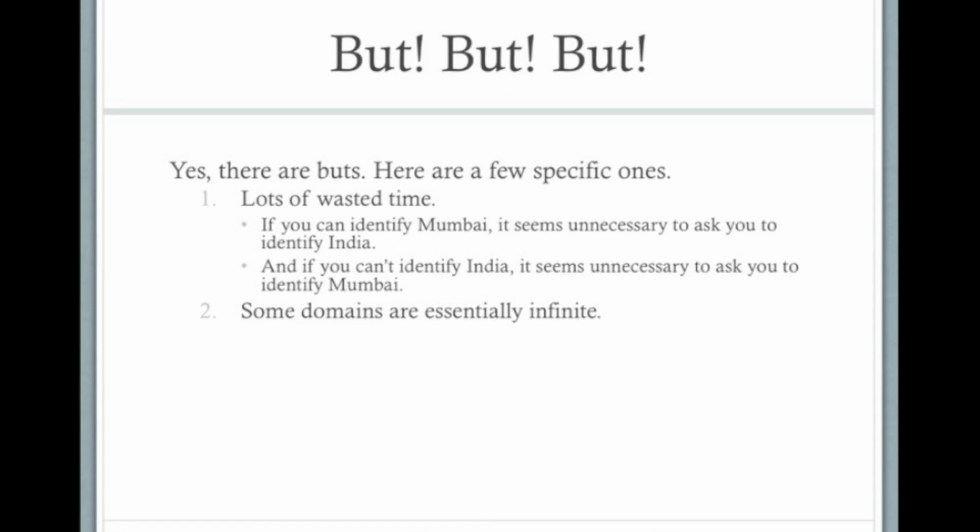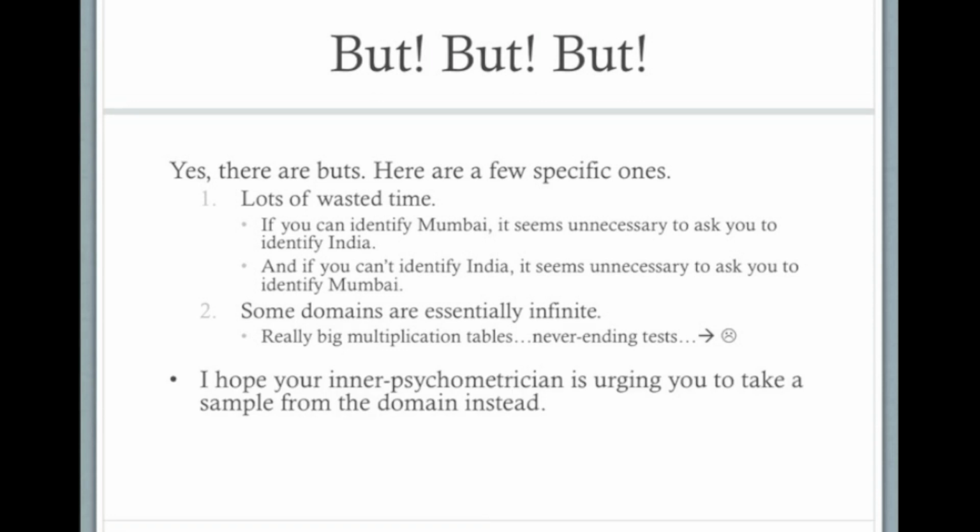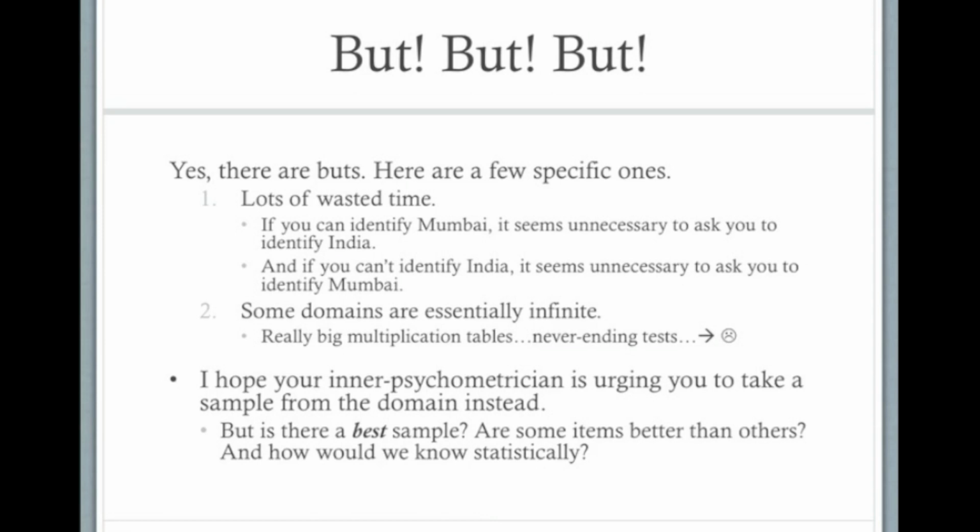Another problem is that some domains are essentially infinite. Think about a multiplication test. If I wanted to test you on your knowledge of 4-digit multiplication problems, that would go on for an extremely long time. So I'm hoping that your inner psychometrician is urging you to take a sample from the domain instead. It's very reasonable. But the key question here is, is there a best sample? Are some items better to use than others when we're trying to measure knowledge of a domain? And how could we know this statistically?